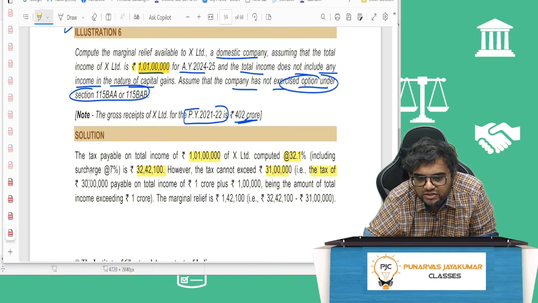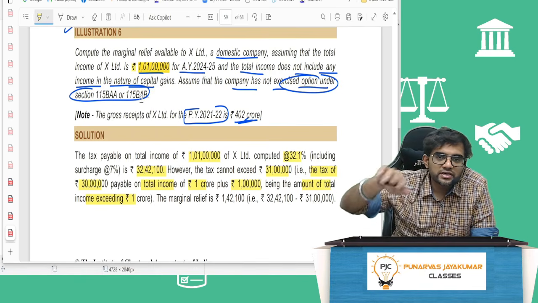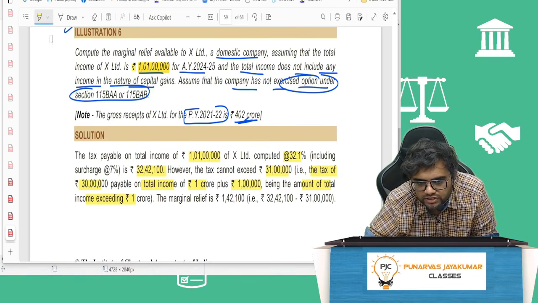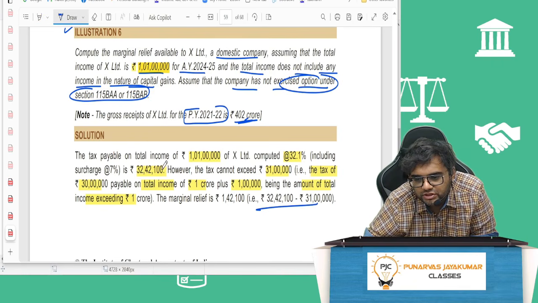Why? That is a tax of 30 lakh payable on total income 1 crore plus 1 lakh being the amount of excess. Same extra portion you give. Instead of paying 32 lakh 42,100, I will tell I'll pay 30 lakh plus that 1 lakh extra that I earned, you keep. So the marginal relief is 32 lakh 42,100 minus 31 lakh, no change.